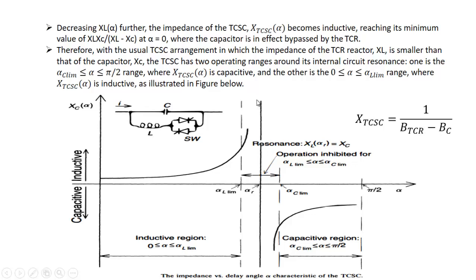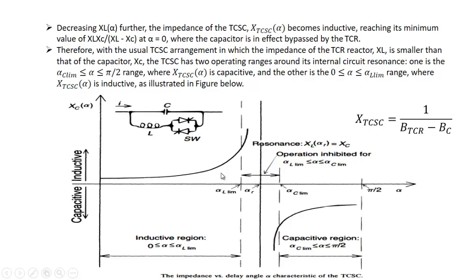So by restricting its value from alpha L lim to alpha C lim, we are actually restricting it from going close to resonance. So in the inductive range, its value will be from 0 to alpha L limit, and in the capacitive range, its value will be alpha C limit to pi by 2. That is given over here. This is for the capacitive range and this is for the inductive range. So I hope you understood its basic principle of operation, and this is the x versus alpha graph, or we can say x versus alpha characteristics for this case.